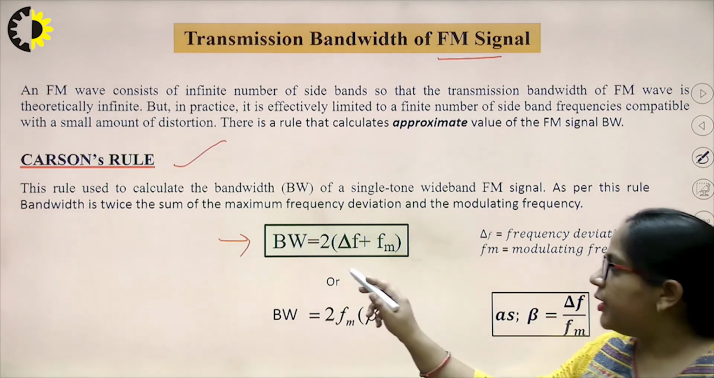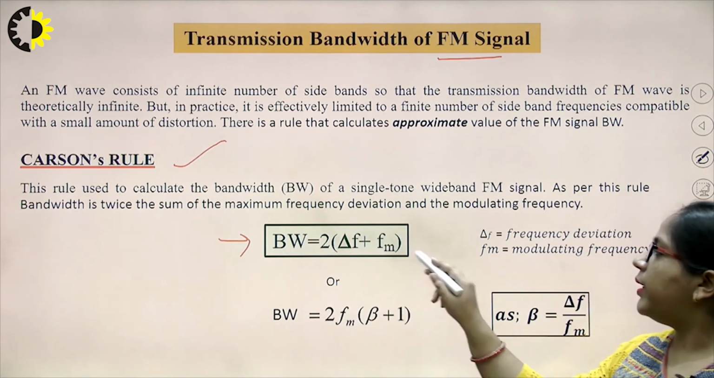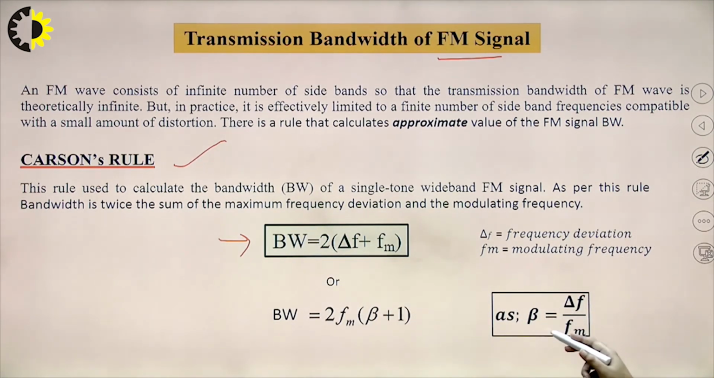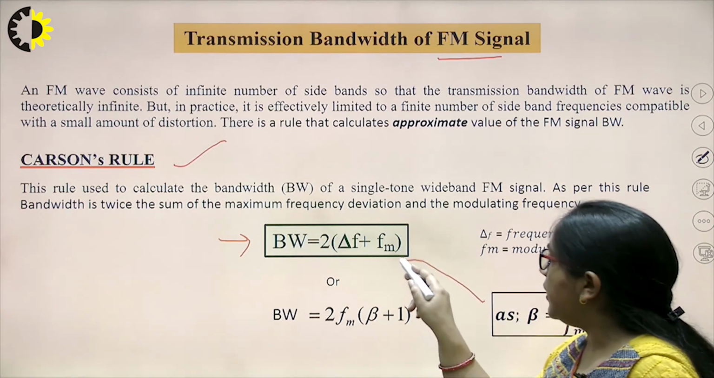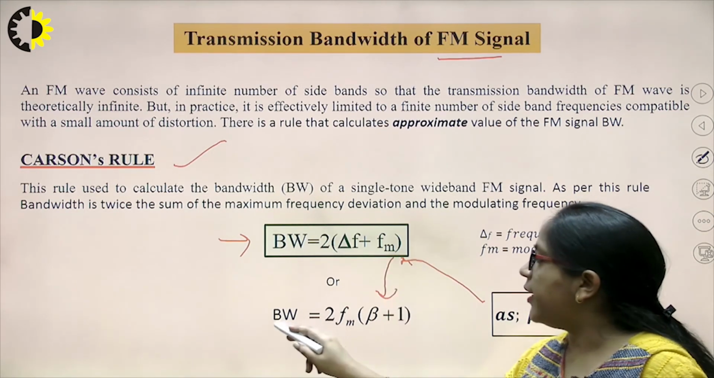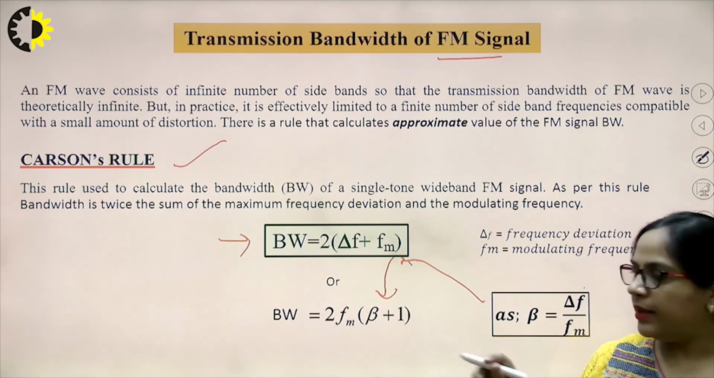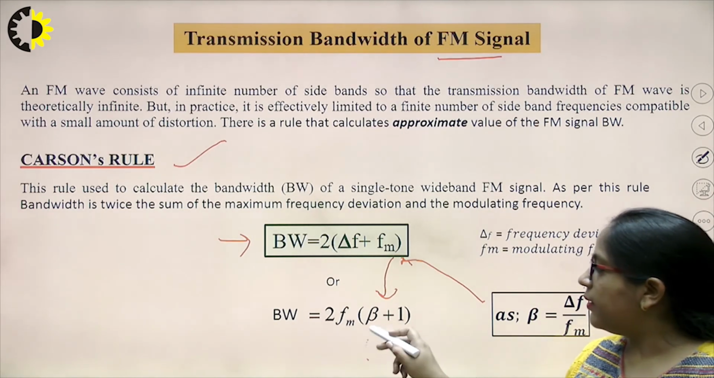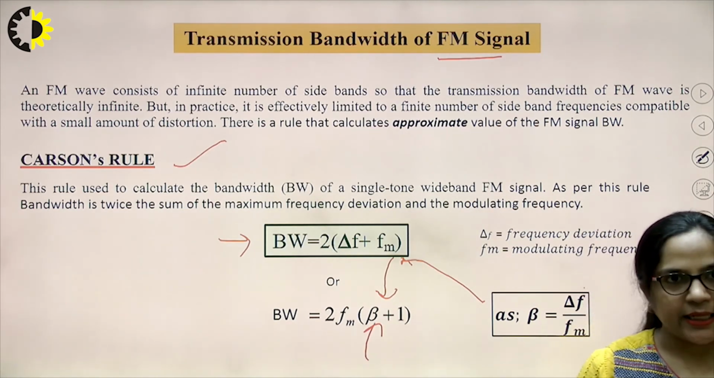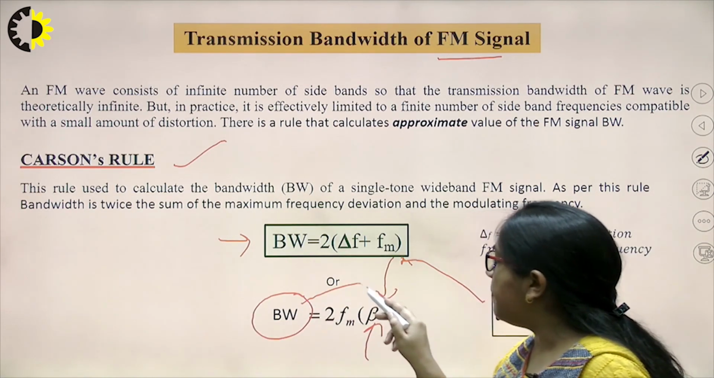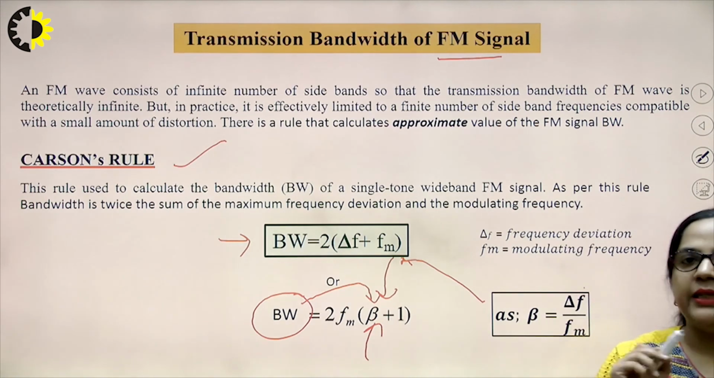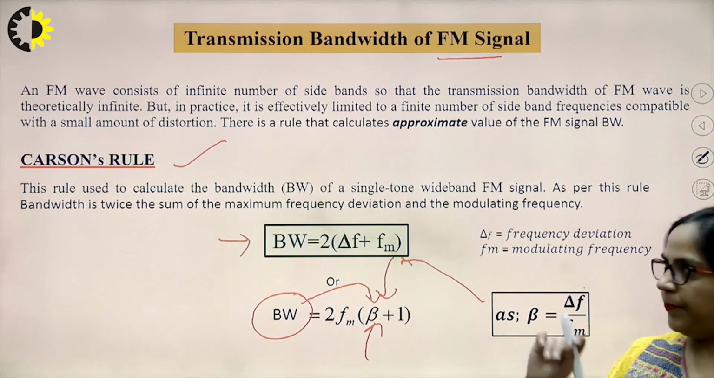We also know the relationship between beta, delta f and fm, that is beta, the modulation index, is equal to delta f upon fm. With the help of this, we can convert the expression into bandwidth equal to 2 fm times beta plus 1, where beta represents the modulation index. So we can say the bandwidth of FM signal depends upon the modulation index of the FM signal.